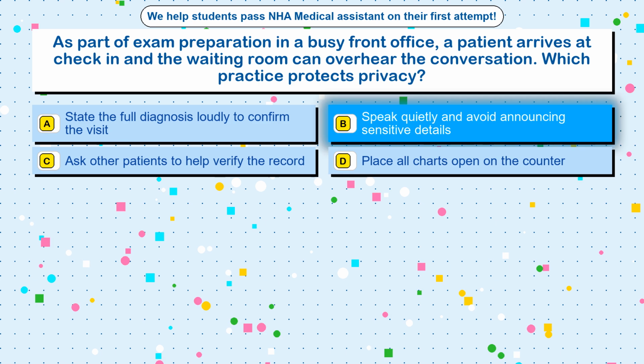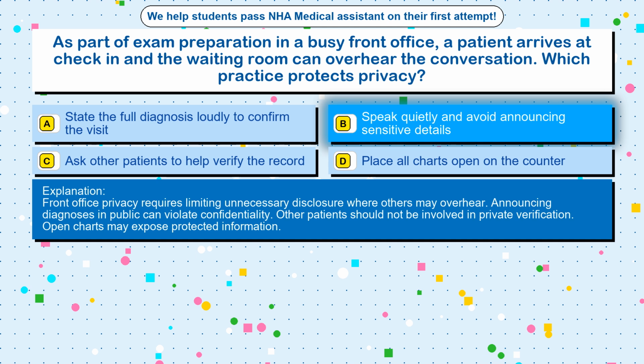The correct answer is option B, speak quietly and avoid announcing sensitive details. Front office privacy requires limiting unnecessary disclosure where others may overhear. Announcing diagnoses in public can violate confidentiality. Other patients should not be involved in private verification. Open charts may expose protected information.